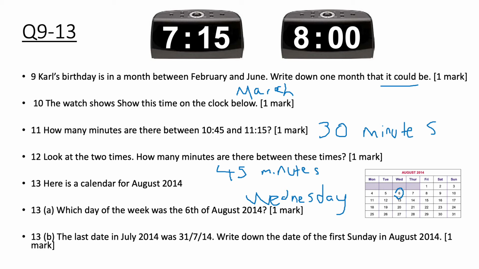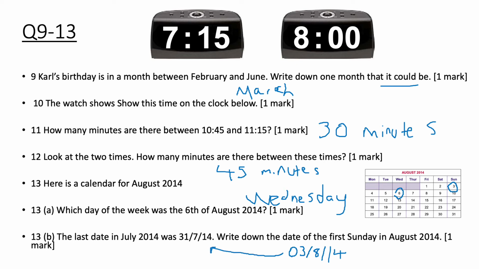Part B. The last date in July 2014 was the 31st of the 7th, 14. Write down the date of the first Sunday in August 2014. Well, it's Thursday the 31st, then it's Friday the 1st of August, Saturday the 2nd, Sunday the 3rd. So it's written as 03/8/14. So we are copying exactly the layout of this.